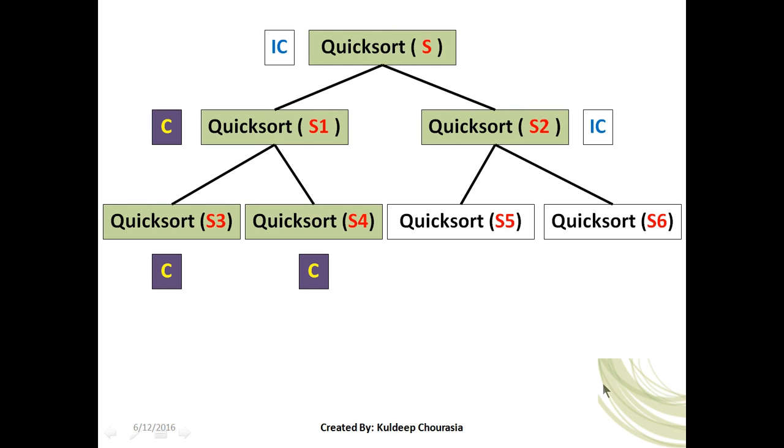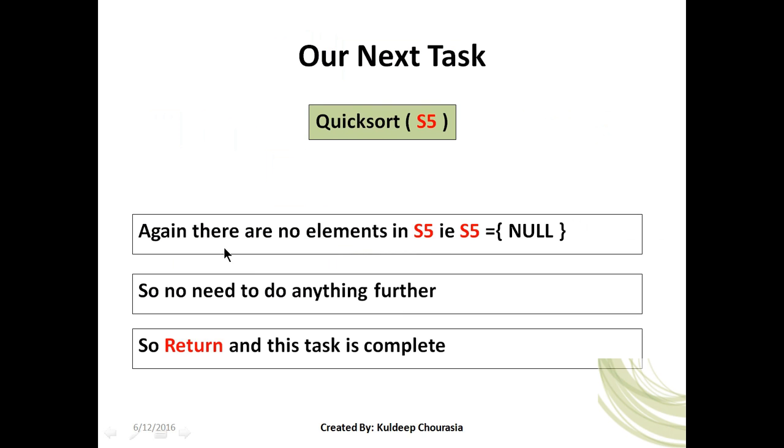So my next task is to Quicksort S5. Again we see that there are no elements in set S5. So we do not need to do anything further. So return, and this task is complete.